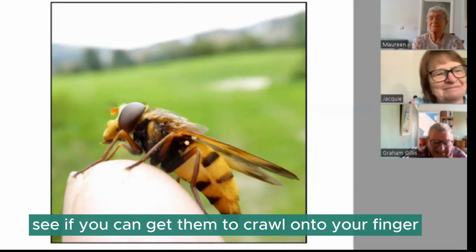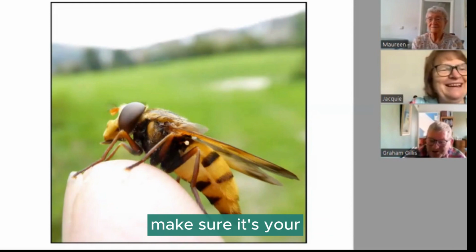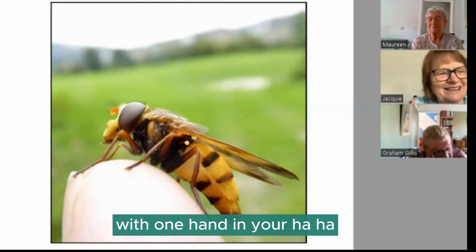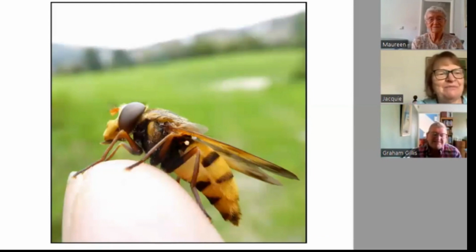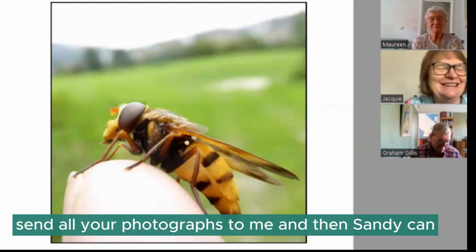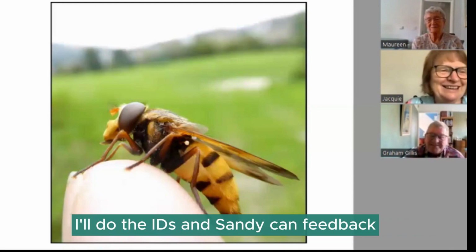Make sure, if you're right-handed, that it's your right hand, because then you have to operate the camera with the other. Please submit your photos tomorrow. That's right, yes. Send all your photographs to me, and I'll do the IDs, and Sandy can feed back.